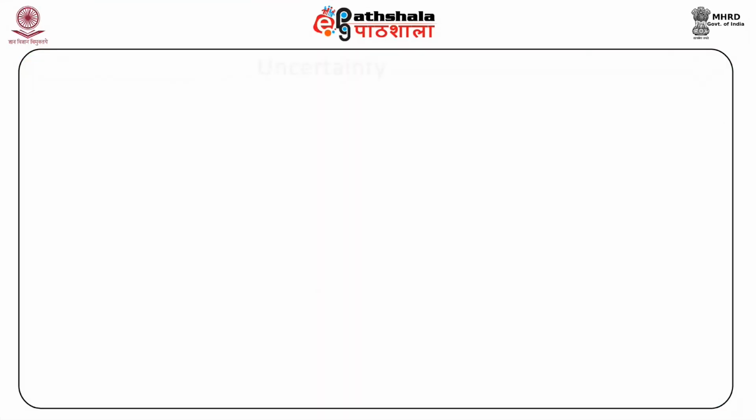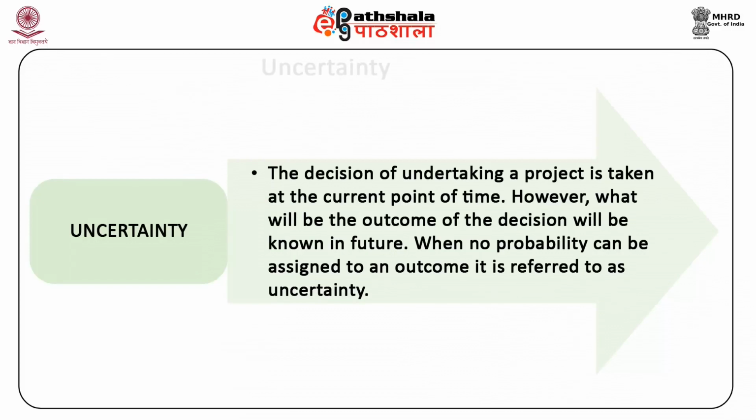Now, we will discuss uncertainty. The decision of undertaking a project is taken at the current point of time. However, what the outcome of the decision will be is known only in the future. There is always an element of uncertainty in the future. It is impossible to deal with uncertainty in a perfect manner, although various approaches may help to arrive at some rational decision. There is always a risk. There is a very thin line between uncertainty and risk.